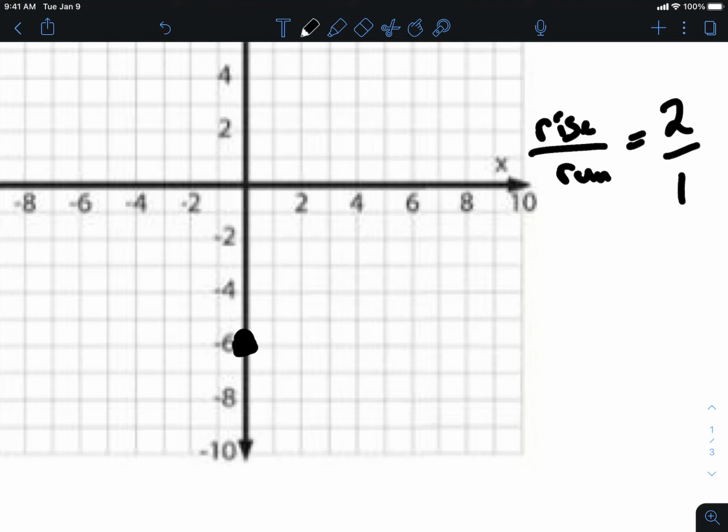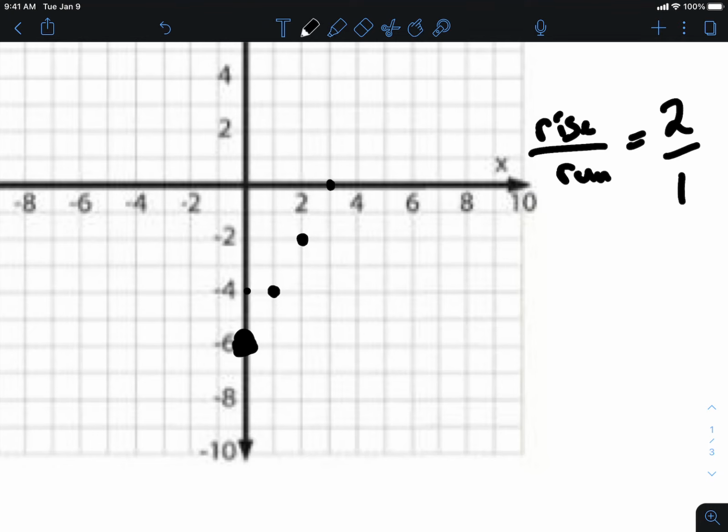They're both positive, right? So positive x goes this way, positive y goes that way. Negative x goes that way, negative y goes this way. Because they're both positive, I'm going up and to the right. Okay? So, I'm just going to count 2 up from negative 6 to negative 4, to the right 1. There's a point. Up 2 to negative 2, right 1 to 2.